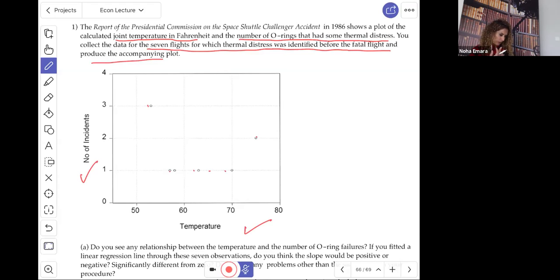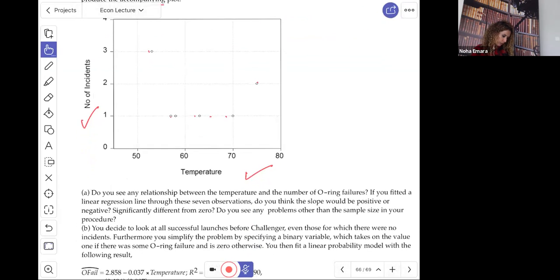So as the first question is asking you, do you see any relationship between temperature and the number of O-ring failures? Do you see any linear regression between these 7 observations? Can you fit a linear line? Like, can I draw a linear line covering these 7 observations? Doesn't seem so, right? So it seems that this is nonlinear. Of course, it's just a really small sample size.